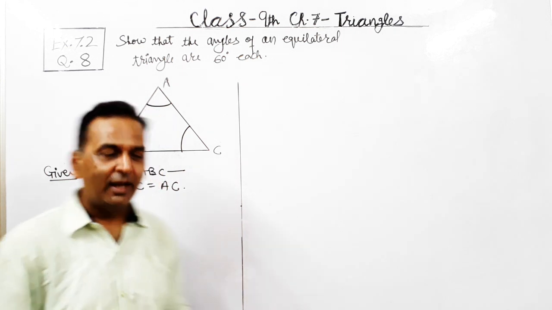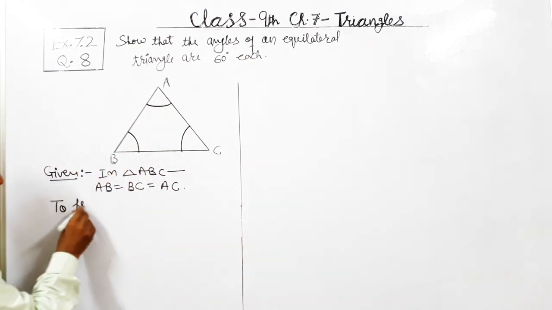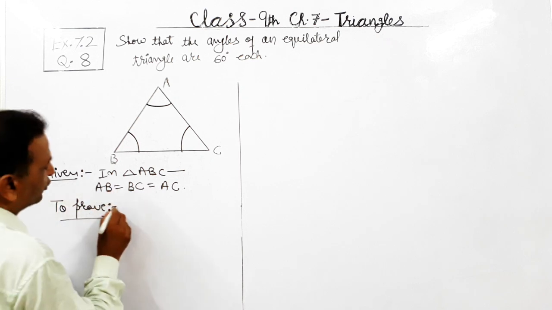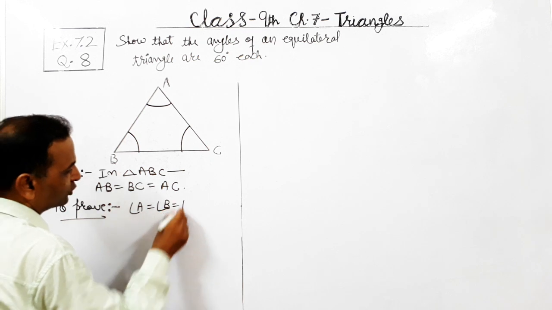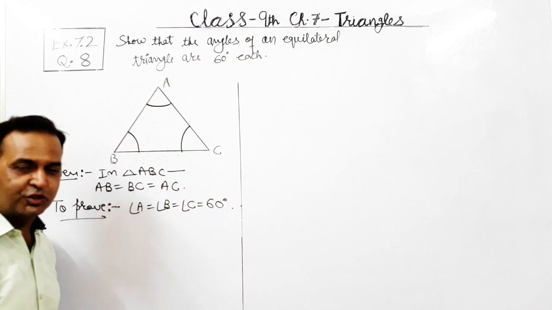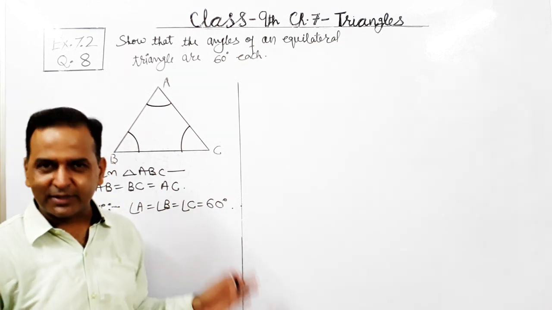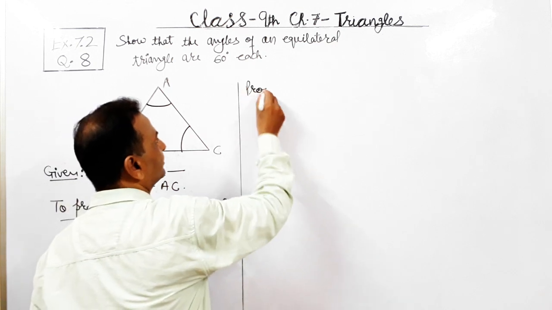It is given. And now what we have to show, to prove? We have to show that each and every angle of this triangle, that is angle A equals angle B equals angle C, and they are equal to 60 degree each. ये हमें prove करना है. No need to write down any type of construction. So come to the next step, that is proof.